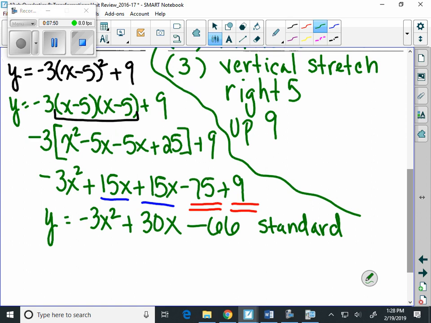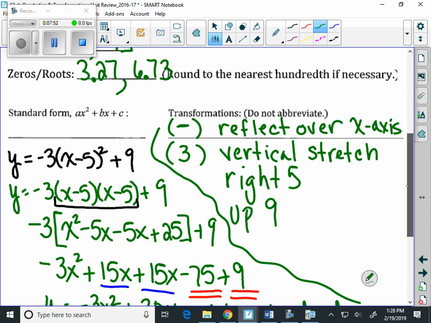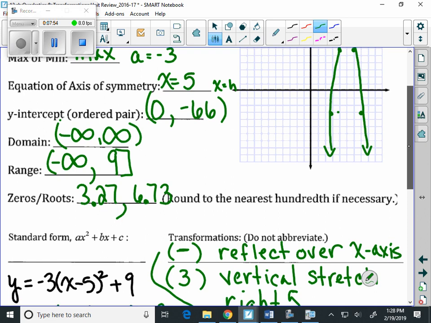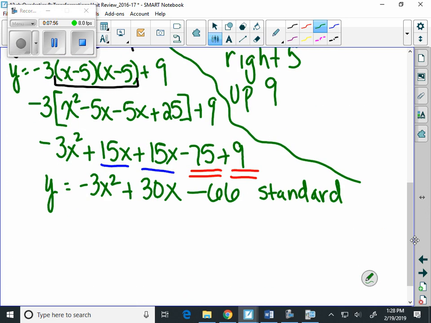And it makes sense too if we go back and check our y-intercept, 0, sure enough, there's the 0, negative 66.